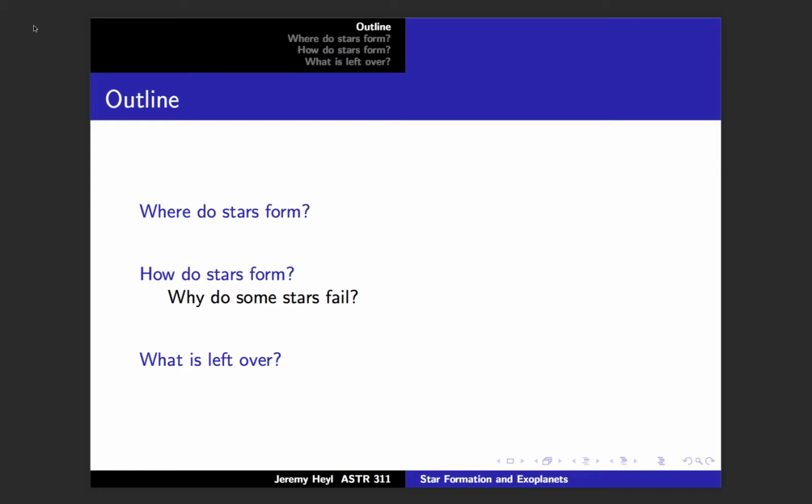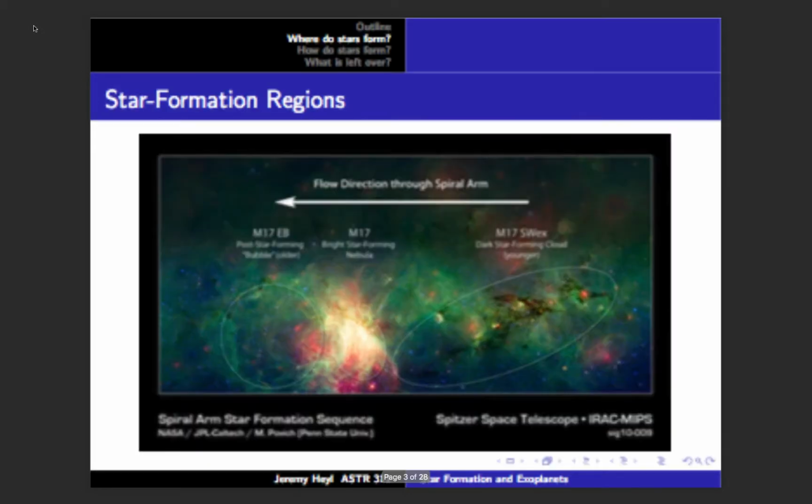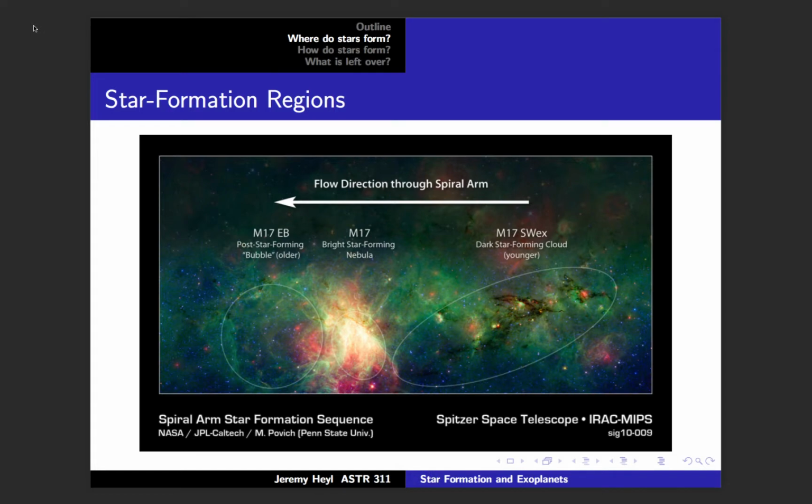So we had some hints about where stars are forming from looking at where there's lots of glowing gas, right? And it seems that young stars are always around gas, right? So that's a big hint that we saw from the images. And we'll think about how stars form. And then some stars just never manage to become stars. And then when you make stars, well, what is left over from making the stars?